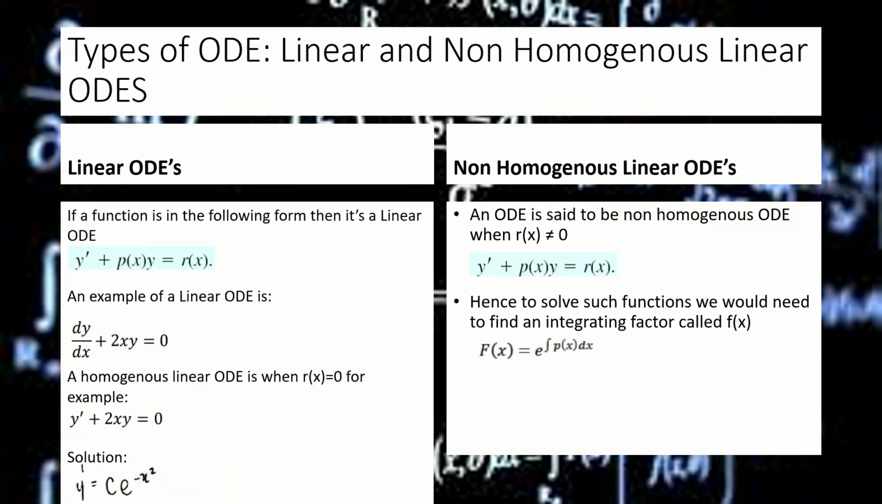So now let's move on to linear ODEs and non-homogeneous linear ODEs. If a function of the following form is present, then it's a linear ODE. For example, y prime plus p(x) times y equals r(x). An example is mentioned with a solution below, where we find y in terms of c, the integrating constant. An ODE is said to be homogeneous when r(x) is equal to 0. Hence, we need to find an integrating factor, an integrating function F(x).